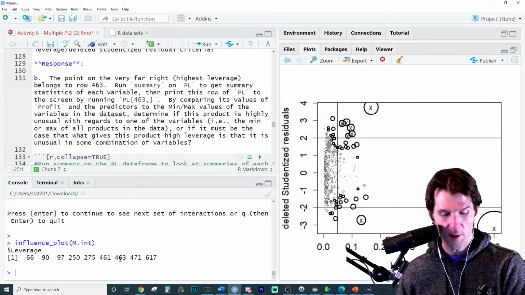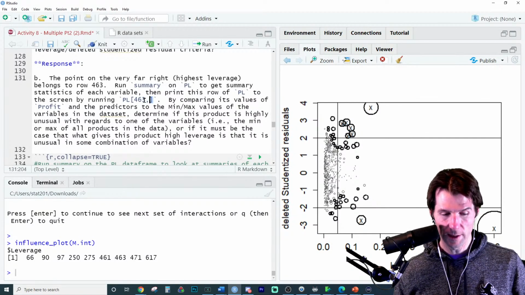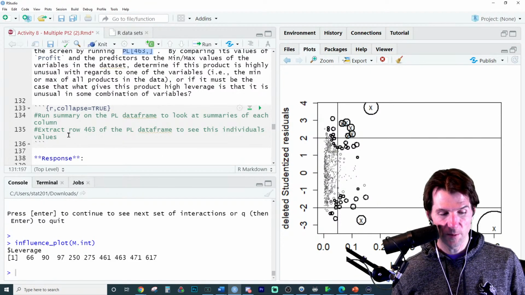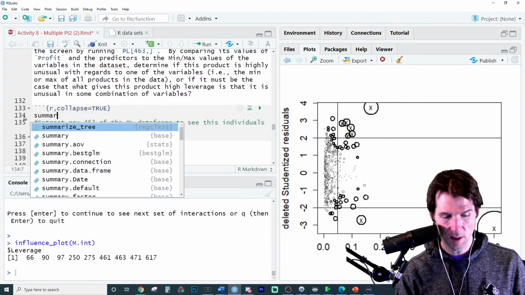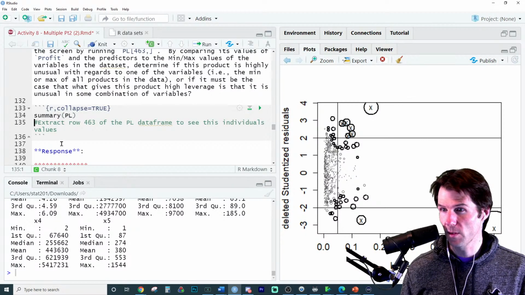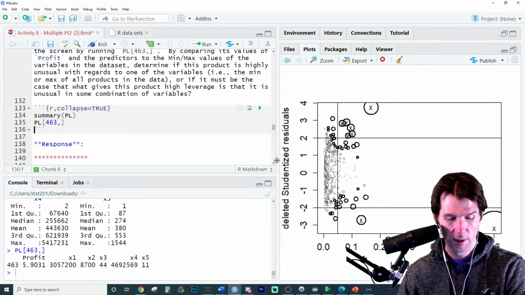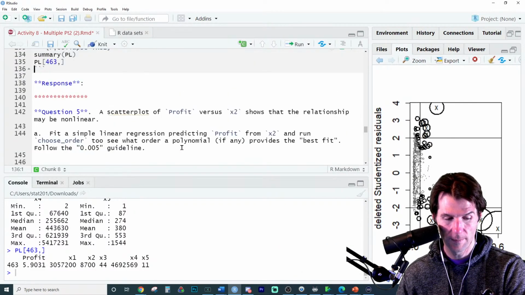The point very far is 463. Well, let's go look at it. Let's go see what's so odd about it. Run the summary on the PL data frame for each of the columns. So let's go run the summary on the PL data frame. There's the summary, and extract the row. There's the row. And let's go take a look and learn about them.